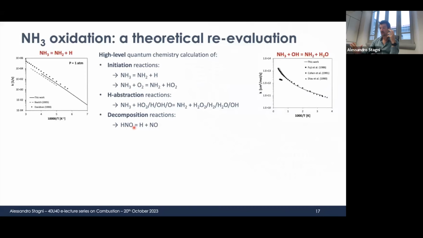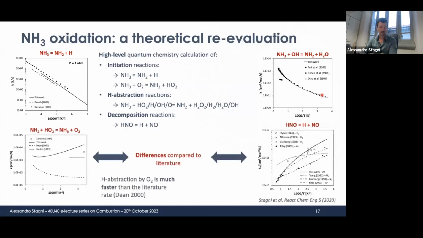And the results were quite interesting because on the one side, we got confirmation of the validity of several literature rates. For example, the thermal decomposition of ammonia here and the H abstraction by OH. So our predictions were in agreement with the experimental data.